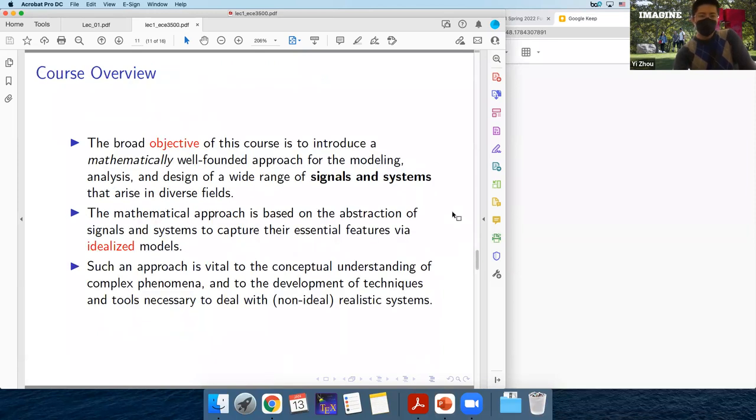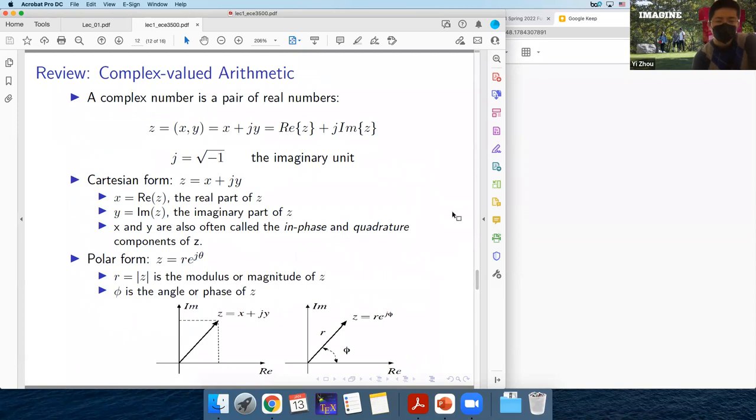Okay, so starting from this lecture, we are first going to give a review lecture on complex numbers. We need two mathematical backgrounds for this course. One is complex numbers, which are everywhere. The other is calculus.